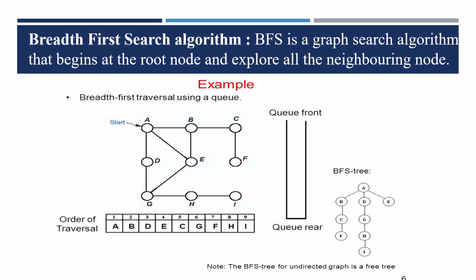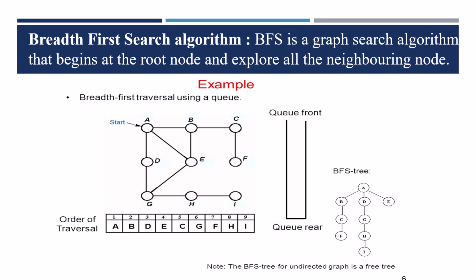After that, it visits E and adds F. Next, it visits C, which has no new neighbors, and then it visits G and adds H to the queue. After that, BFS visits F, which doesn't have any new neighbors. Then BFS visits H and adds its neighbor I to the queue. Finally, it visits I, which also has no new neighbors.